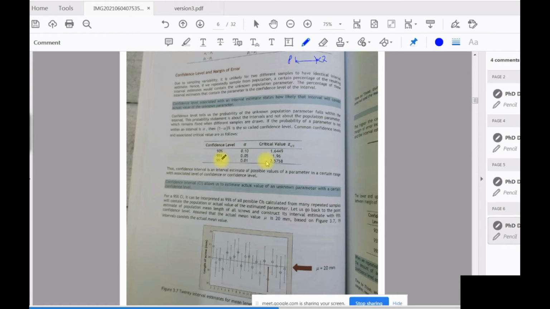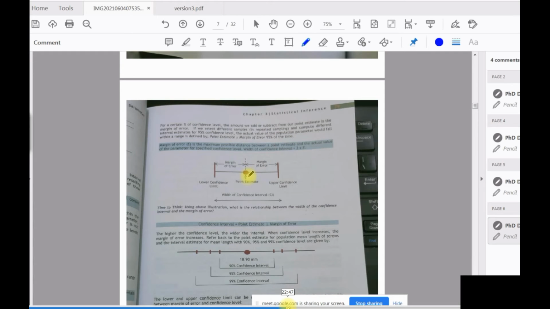So a confidence interval is a certain range with an associated level of confidence. The confidence interval allows us to estimate the actual value of an unknown parameter with a certain confidence level. Okay, margin of error. What is margin of error? Margin of error is the maximum possible distance between a point estimate and the actual value of the parameter, satisfying the confidence interval. So what is 2 times E?